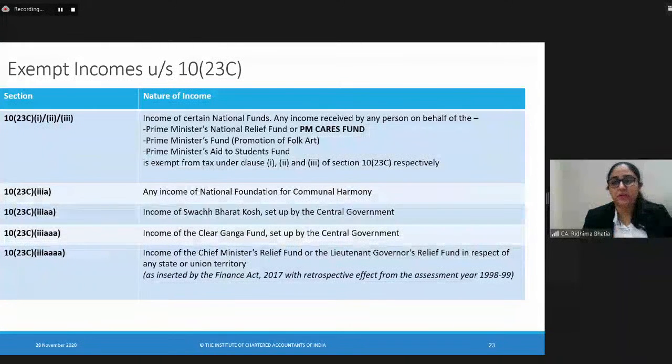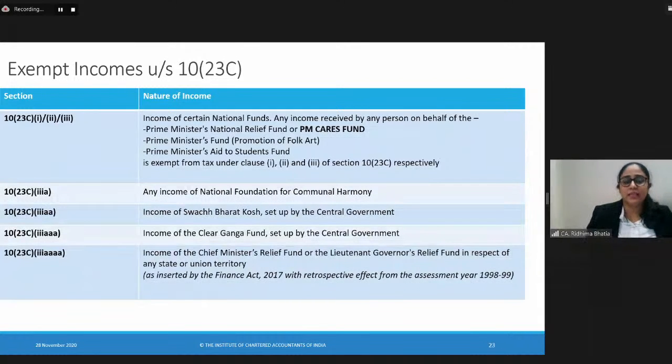Everyone's favorite fund is here now, by the amendment. Clause 10(23C) 1, 2, 3 covers all my national funds. We are not talking about the donation which you give. You are the person who is donating. I am that fund. For you, giving me the donations might be covered under 80G. But me as a fund, if I receive those donations, what would happen? That is what is covered under section 10.